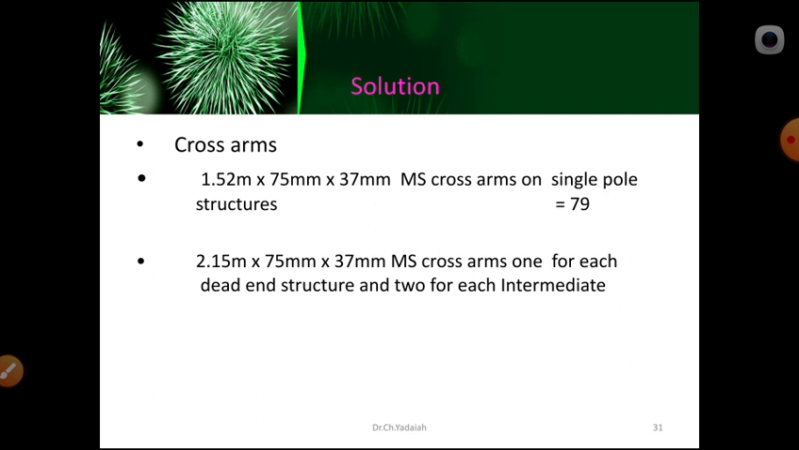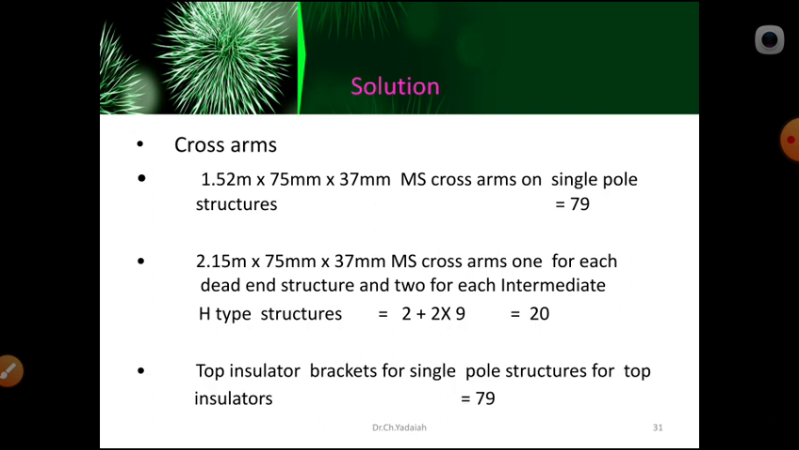So here, for each dead end structure, H type poles are required. That length, I think, is 2.15 meters. Okay, the length of this one, with 2 poles in between, is 2.15 meters, 75 mm, 7.5 centimeters, and 3.5 centimeters MS cross arms, 1 for each dead end structure and 2 for each intermediate section we are going to use. So how many H type structures? 2 plus 2 into 9, 20 structures are required, the cross arms. Now total 79 plus 20, in different sizes.